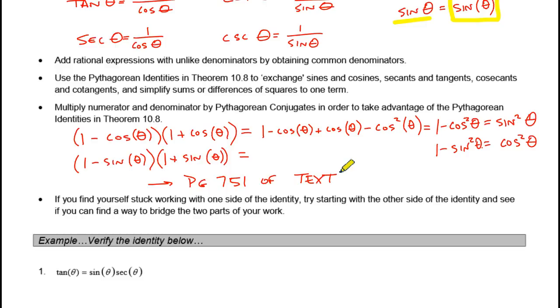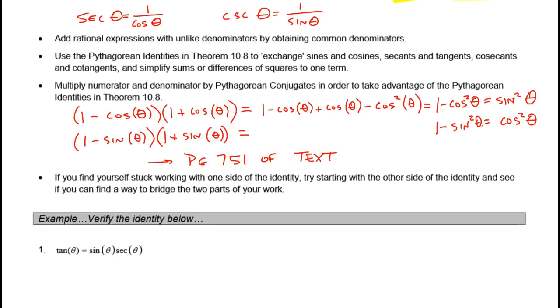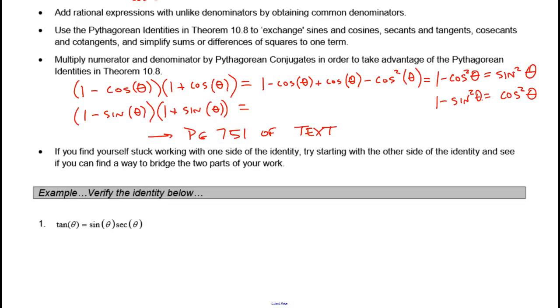Okay, now we have the last bullet point here. It says if you find yourself stuck with one side of the identity, try starting with the other side. Okay, enough talking. Let's actually do an example. So here's our example. It says verify the identity below. Tan theta equals sine theta times secant theta.